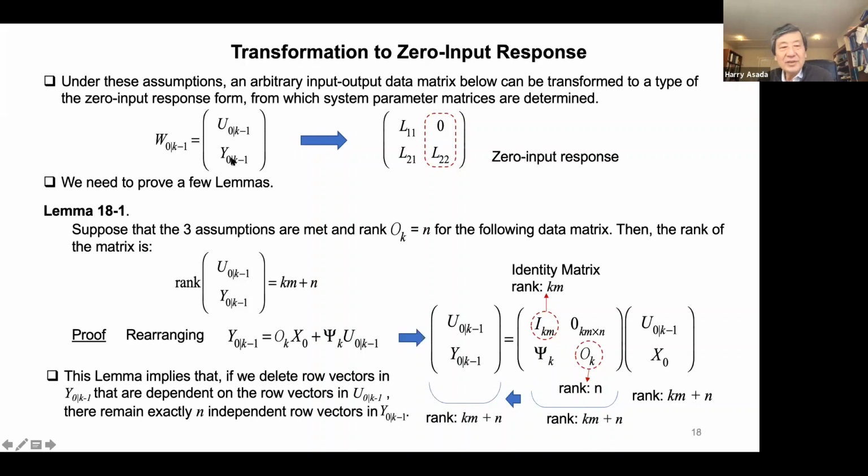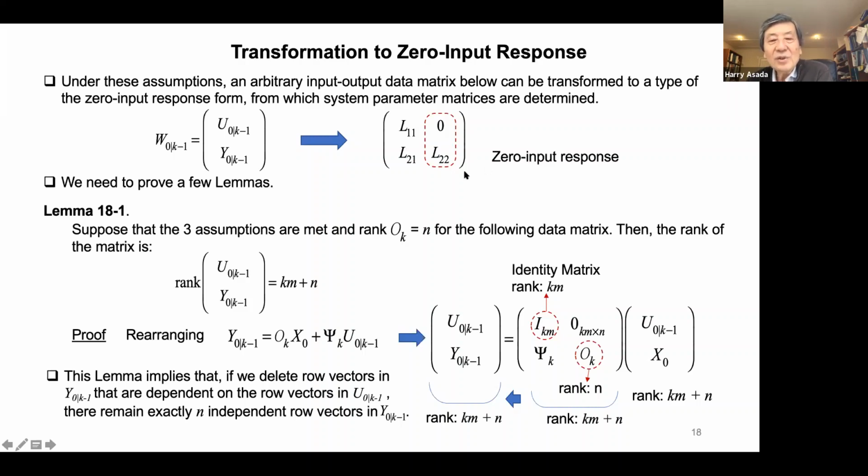Now, interestingly, under those three big assumptions, this data matrix can be reduced to this particular form, a lower triangular matrix form. All the upper part is 0, so basically the zero input, and then the lower part is equivalent to the Hankel matrix of the impulse response.